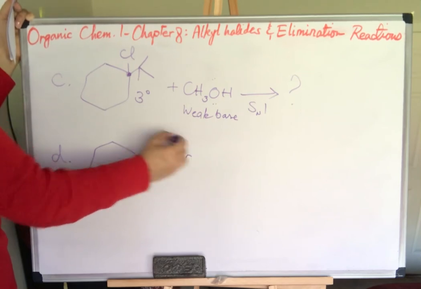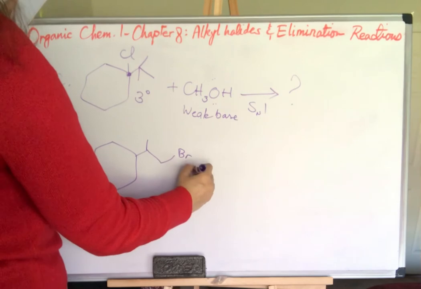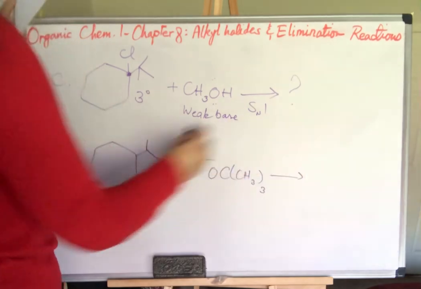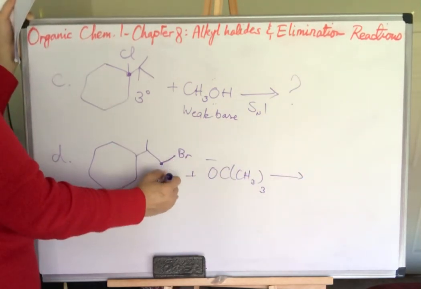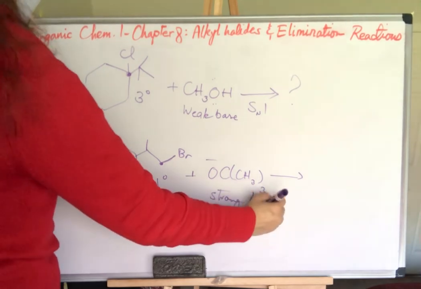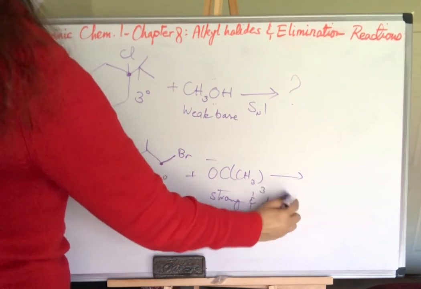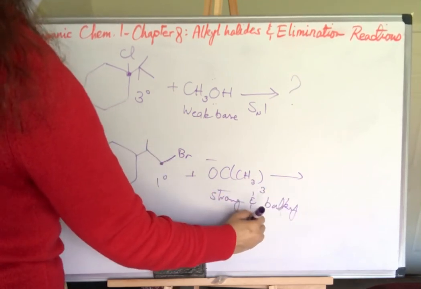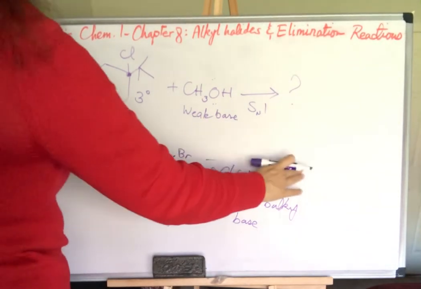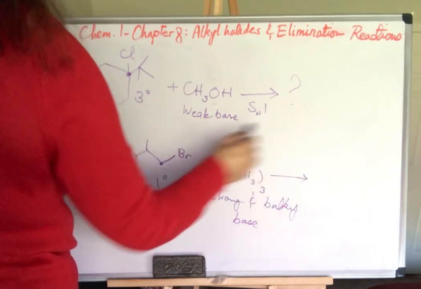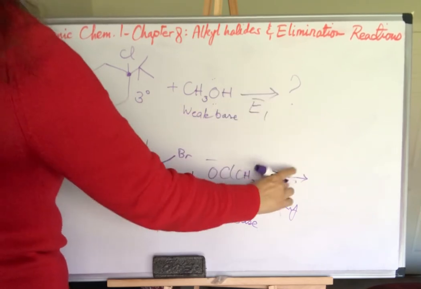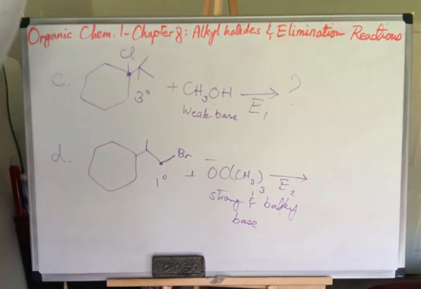The next one is the reaction between a primary alkyl halide and a strong and big, bulky base. Do you see? Bulky base, 3 CH3 groups. It makes it a big base, so there would be, I'm sorry, I don't know why you put SN1, it's E1. And the second one is the recipe for E2.